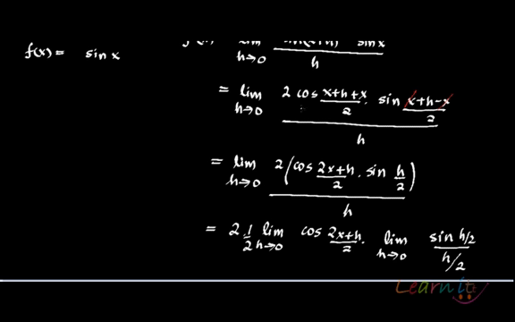Now this is 1. Wherever h is, you put it equal to 0. So what is left is just cos(2x/2), which is just cos x. So you have 1 into cos x, because h is equal to 0 now, and sin(h/2) by (h/2) as h tends to 0 is equal to 1. So the answer is that when f(x) is equal to sin x, f'(x) equals cos x.